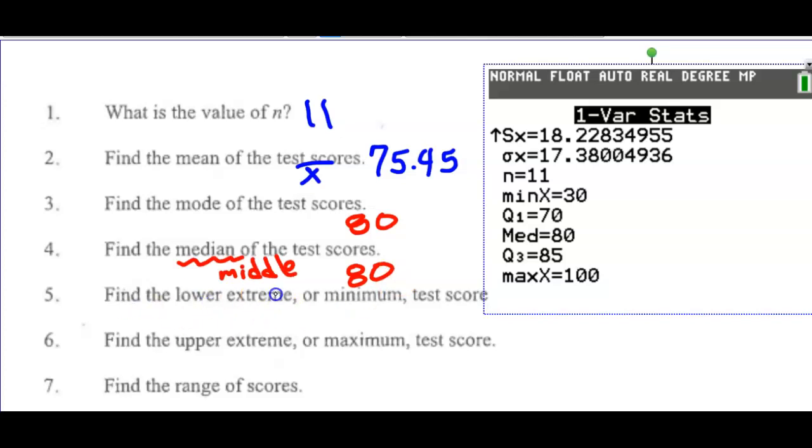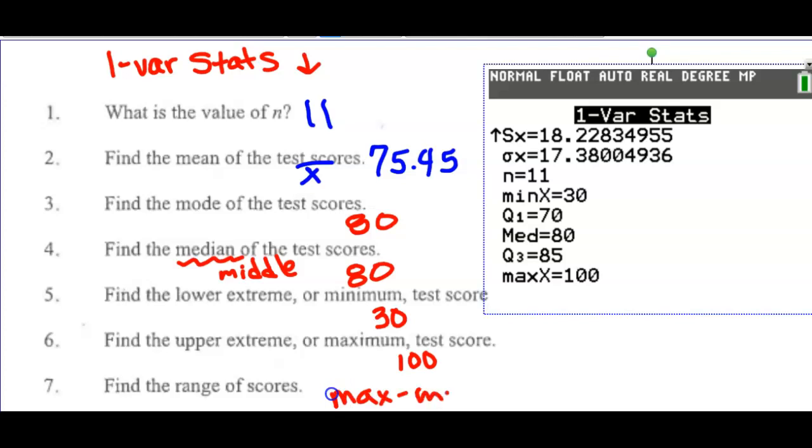Find the low, extreme, or minimum test score. That was 30. The upper, extreme, or maximum test score was 100. And remember, all of this was under one variable stats. And we did have to arrow down to find that 5-number summary. So the range of scores is simply max minus min, or 100 minus 30. There was a 70-point difference between the top score and the bottom score.